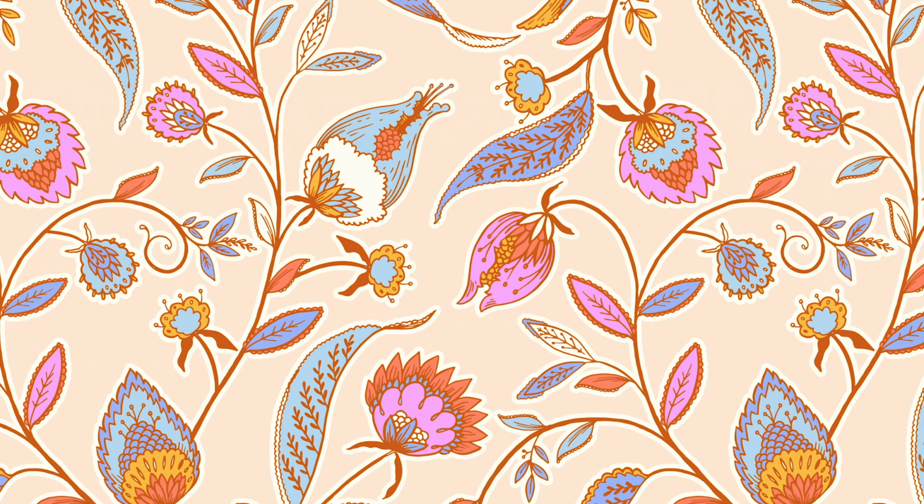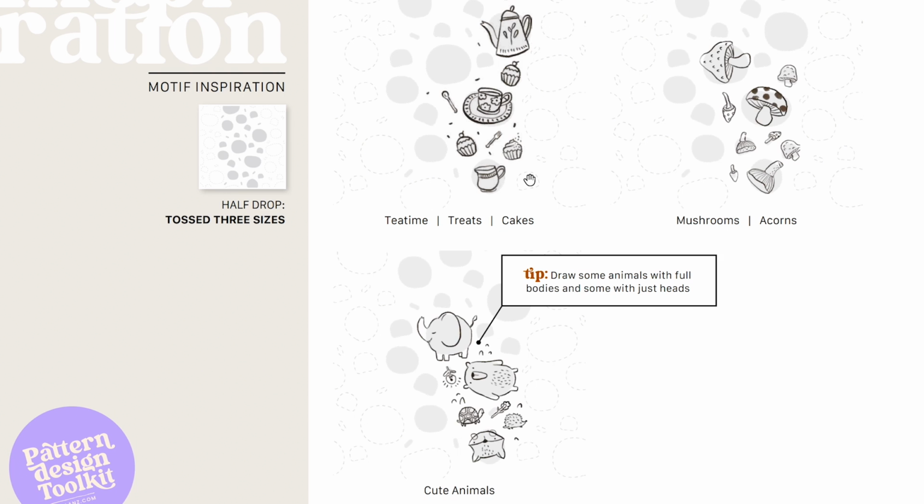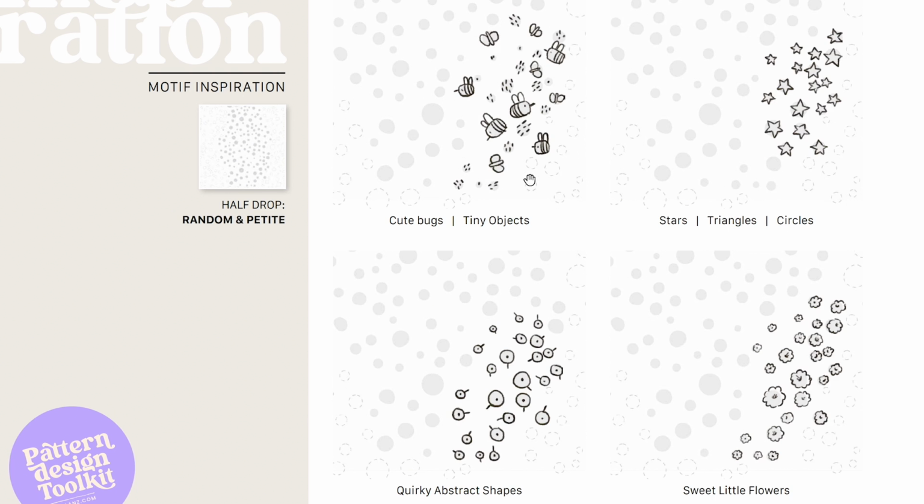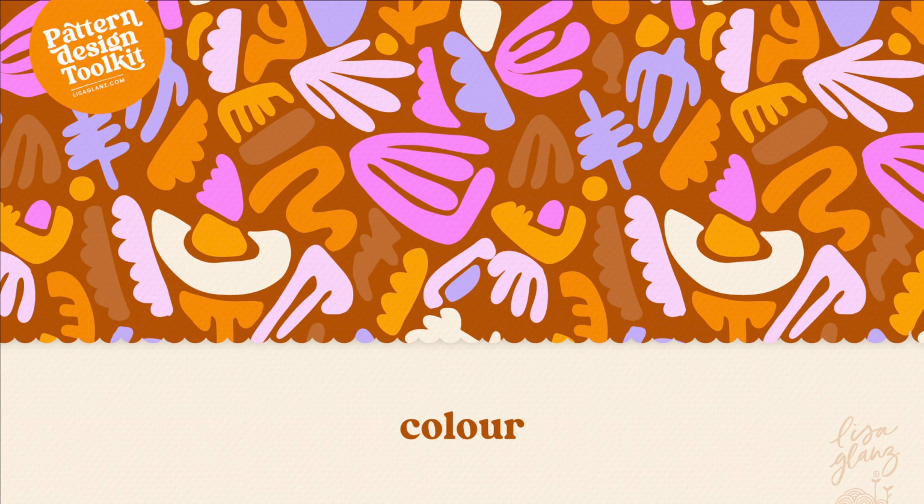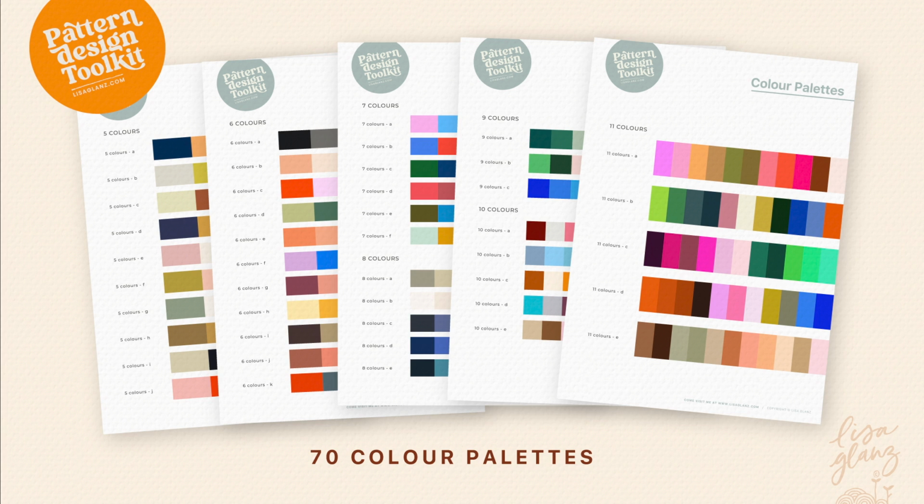Regarding the designs, some are simple in nature, while others are a bit more complex, giving you a variety to play with. Have a look through the guide where you'll find more info and inspiration for creating with the different templates. The kit includes 70 color palettes. Use them as a starting point when choosing color for your design.